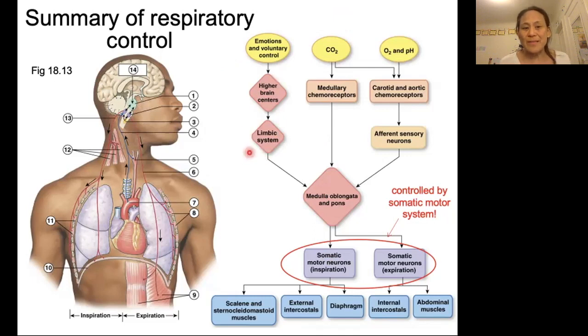Also here, the limbic system is a part of the brain that is responsible for emotion. So I think many of you are familiar with the concept that if you start to freak out, you start to hyperventilate. That's what's going on here. So your limbic system is telling your respiratory control centers to change your ventilation pattern.